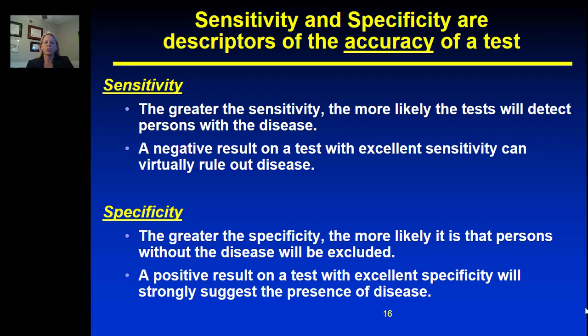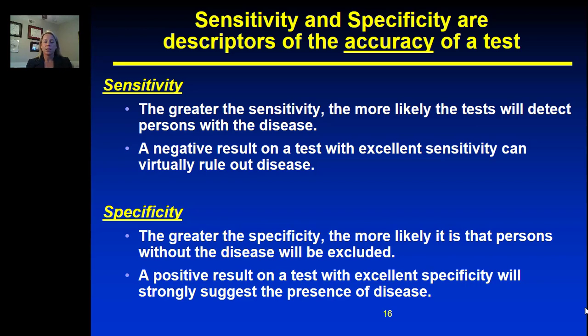are essentially descriptors of the accuracy of a test. And the way we can think about sensitivity is as follows: the greater the sensitivity, the more likely that specific screening test will detect persons who have the disease. And a negative result on a test with excellent sensitivity can virtually rule out all disease.